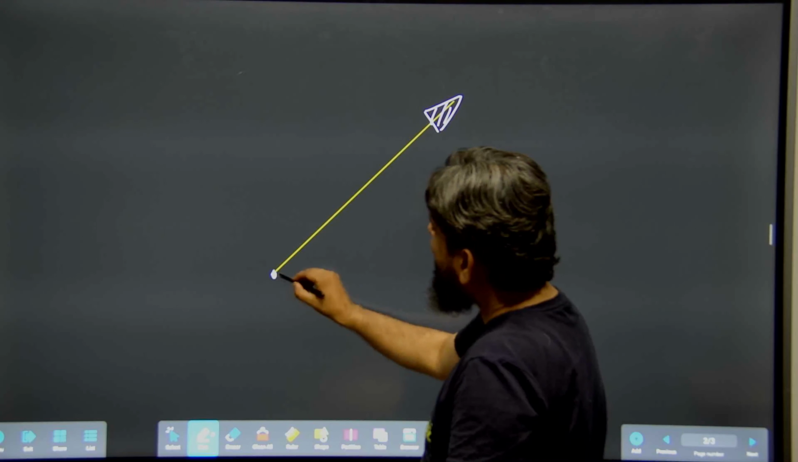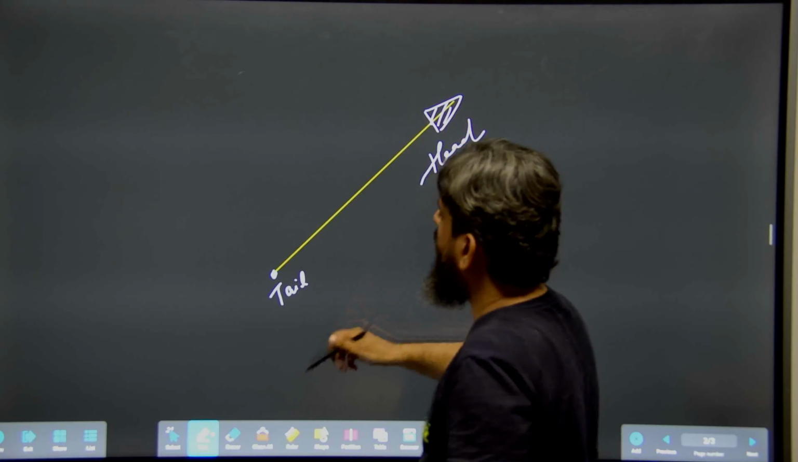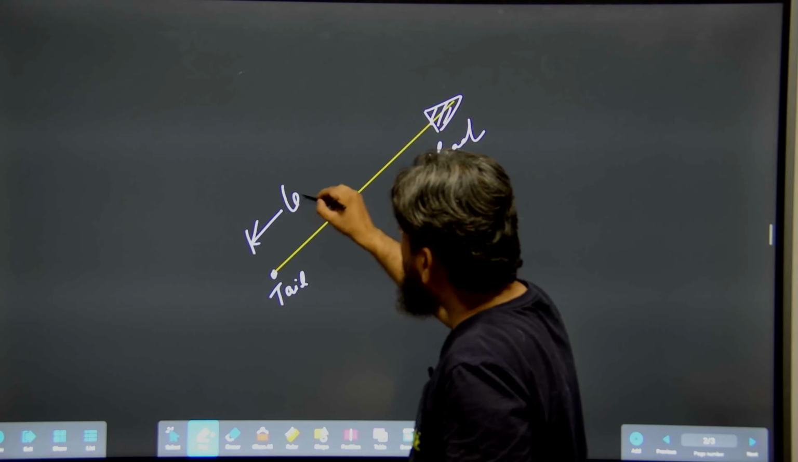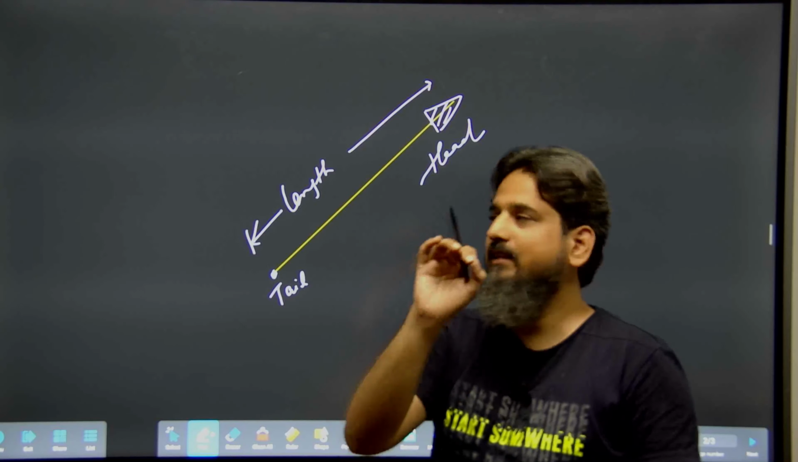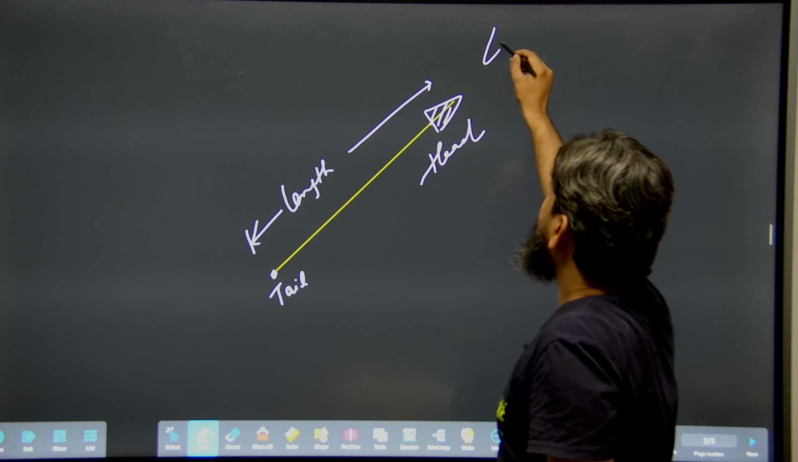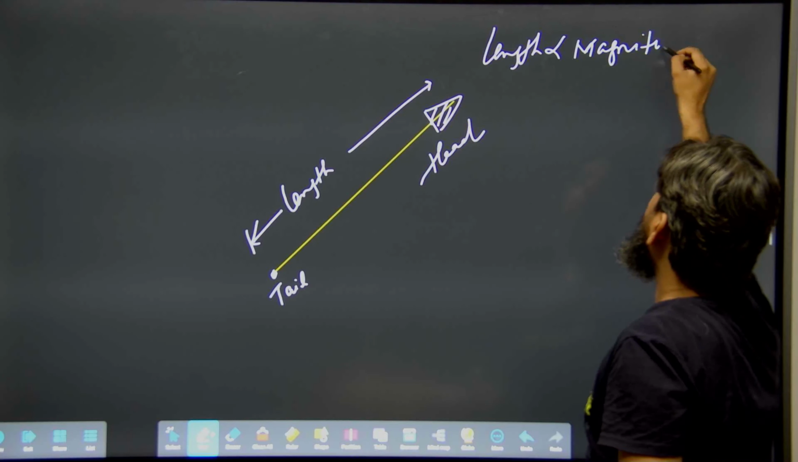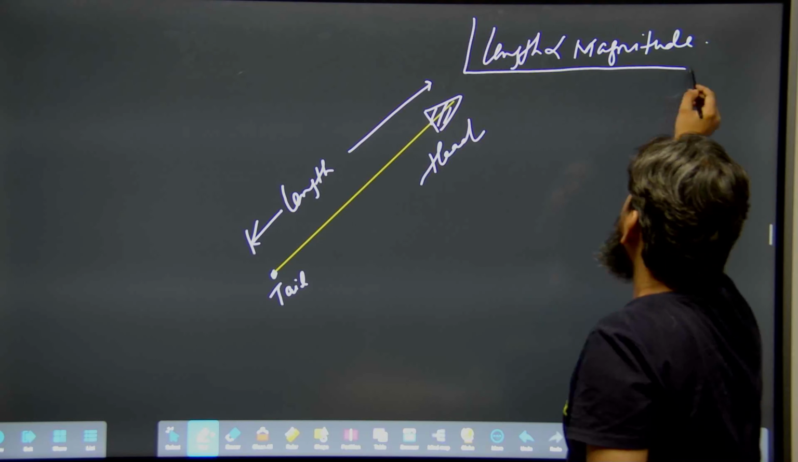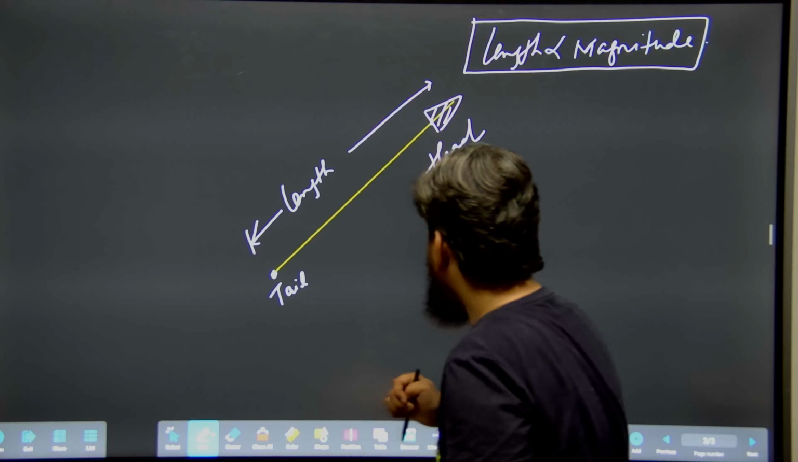For this arrow, this point is called the tail and this point is called the head of the arrow. And we have one more thing, the length of the arrow, and this is very important. You have to focus here, all of you students, on this length of the arrow. Why is this important? Because the length of the arrow is directly proportional to the magnitude of the vector. We will understand it more with the help of an example.